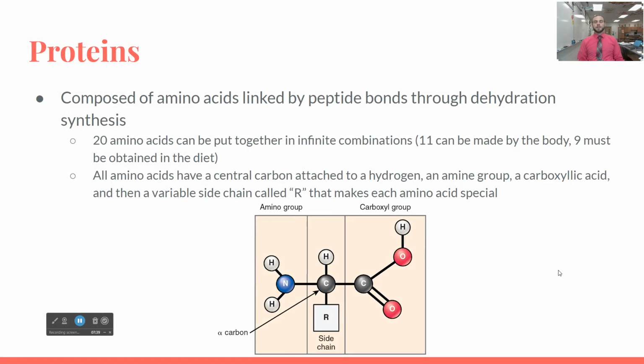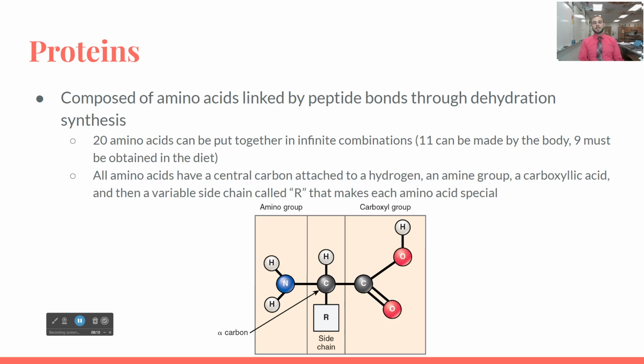Okay, your proteins, they're going to be composed of amino acids. They'll be linked together by peptide bonds, and you get that linkage through dehydration synthesis. There's 20 amino acids, and you can put them in any sort of order you want. There's literally infinite combinations because proteins can be 2 amino acids long all the way up through as long as you want. 11 of those amino acids can be made by the body. 9 of them, however, we cannot make, and we have to get them in our diet.